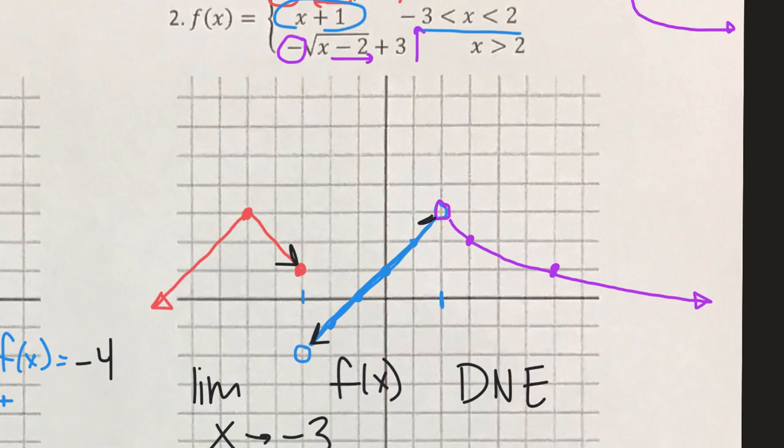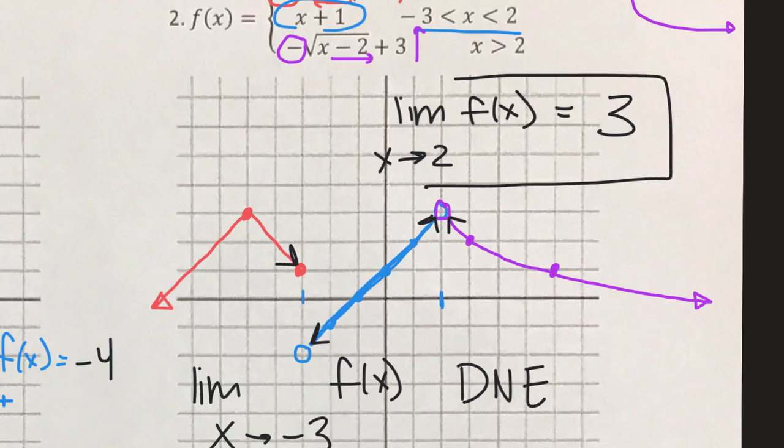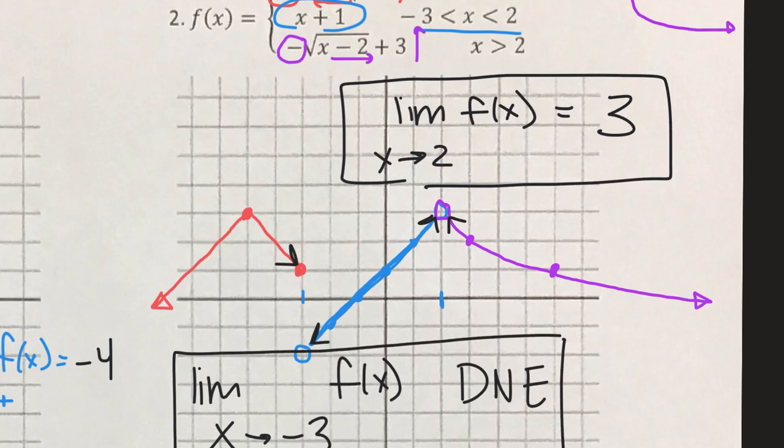But at positive 2, the left limit goes to positive 3. And the right limit also goes to positive 3. So we can say that the limit as x approaches 2 of our function is in fact positive 3, because the left and the right do go to the same place. So the limit does not exist as x approaches negative 3, because the left and the right don't match up.